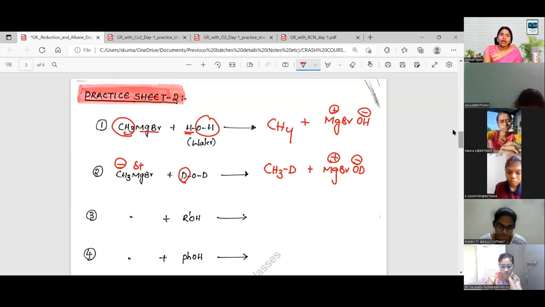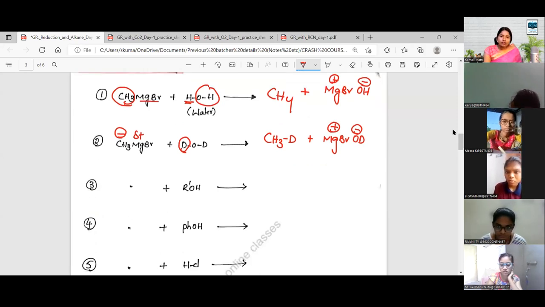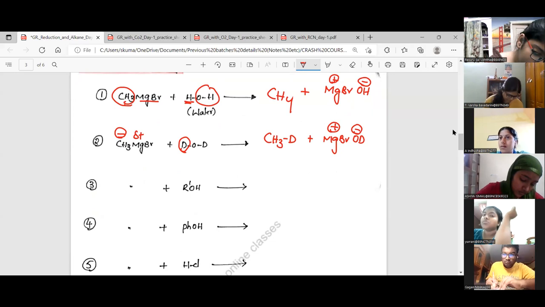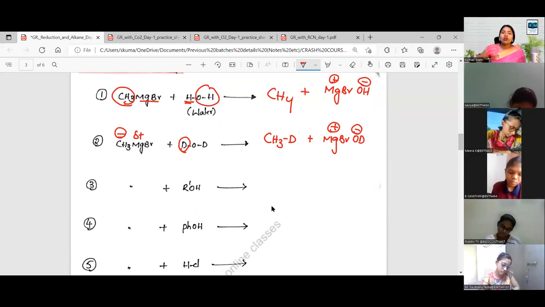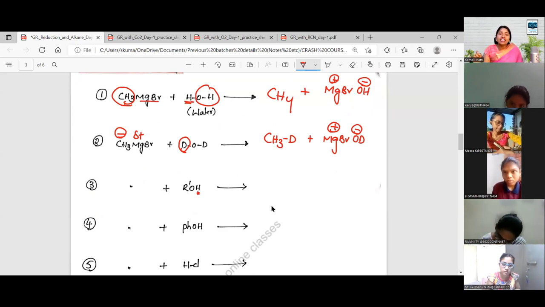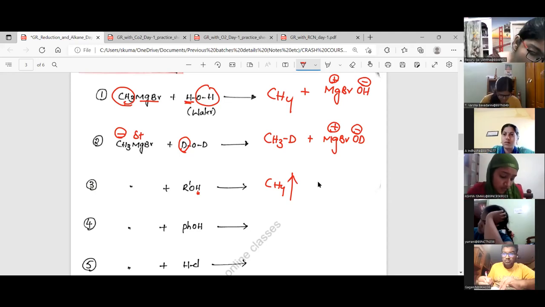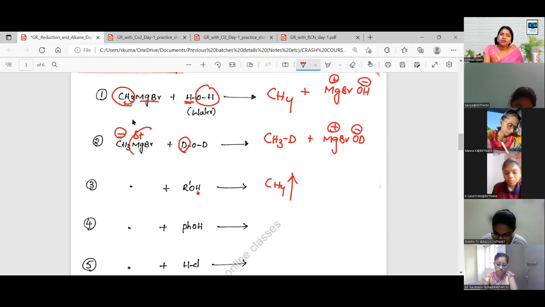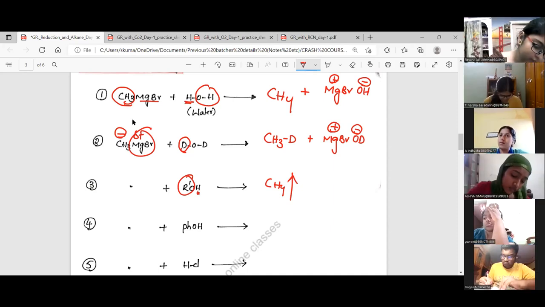Now, this is CH3, with 2 semicolon, which means the same CH3 MgBr I'm taking as the reagent. Now, with alcohol, what is the reaction? Can you tell me what is the product? Alcohol is having acidic hydrogen. So, Grignard reagent is a good source of carbon anion. It will take this H plus with CH3 minus, and CH4 is your product. Methane gas will be released. Remaining side product is MgBr and OR. Write or don't write, no problem.